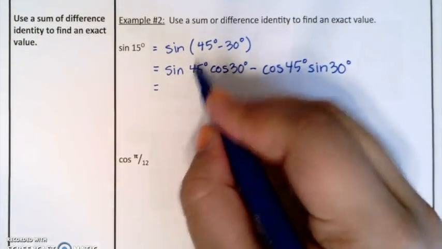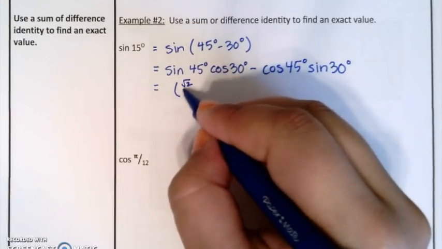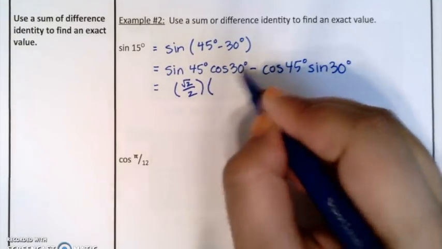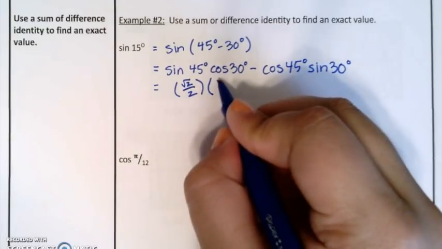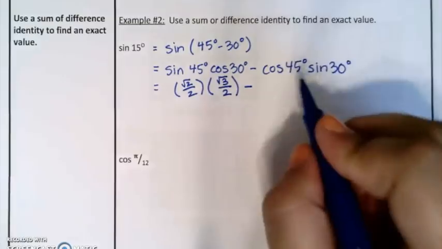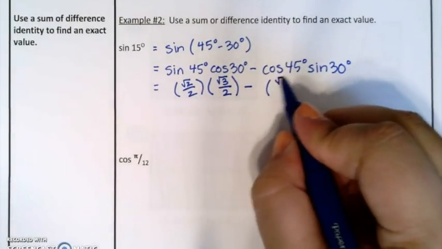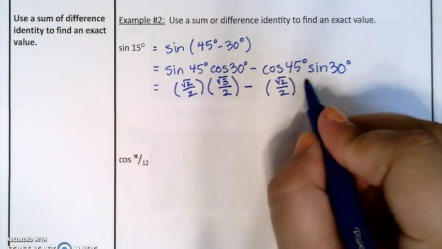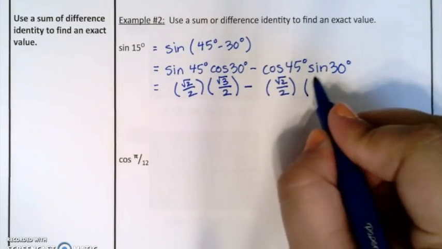Recall that sine of 45 degrees is the square root of 2 over 2. Cosine of 30 degrees is the square root of 3 over 2, minus cosine of 45 degrees is the square root of 2 over 2, and sine of 30 degrees is 1/2.